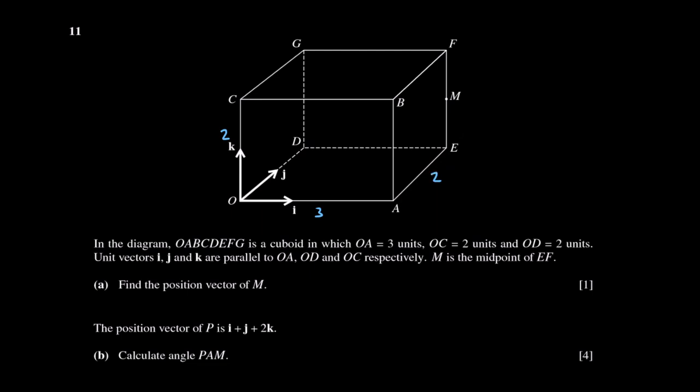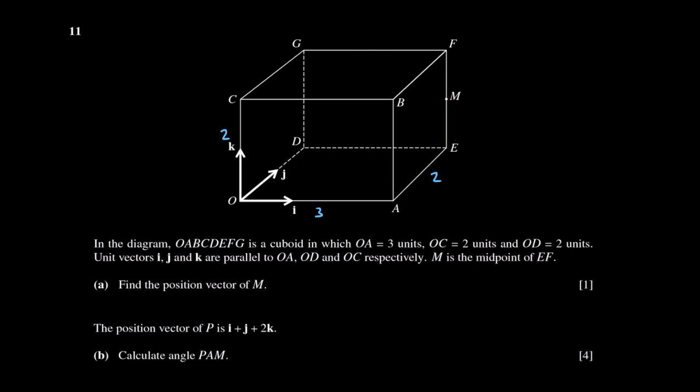Okay, the unit vectors i, j, and k are parallel. So we've got i, j, k in the usual configuration, right? Make sure you don't mix them up. And M is the midpoint of EF. We want to find the position vector of M. Well, how do we get to M? We move 3 in that direction, so 3 in the i direction. We're going to move 2 in the j direction, right? So that's the j direction there. And then we're going to move up in the k direction. Now, how far do we go? Well, we don't go up to the full length. We go a half of that, which is 1.